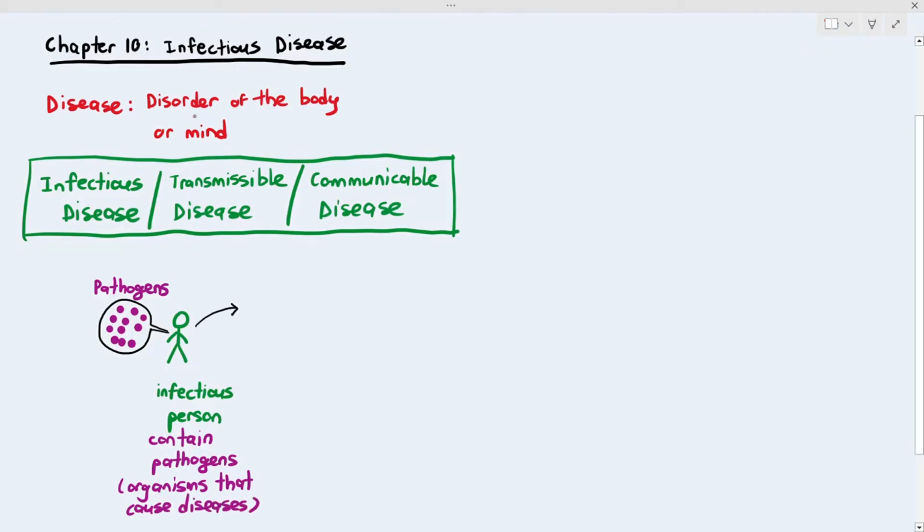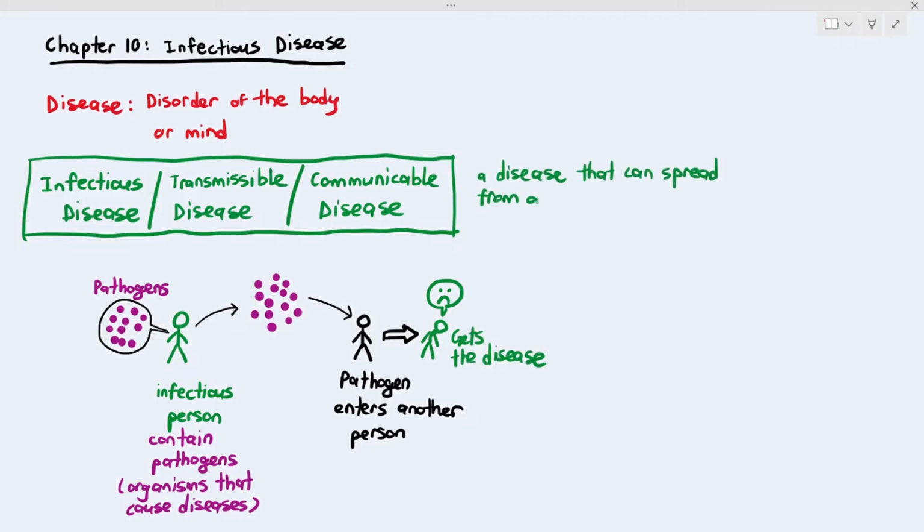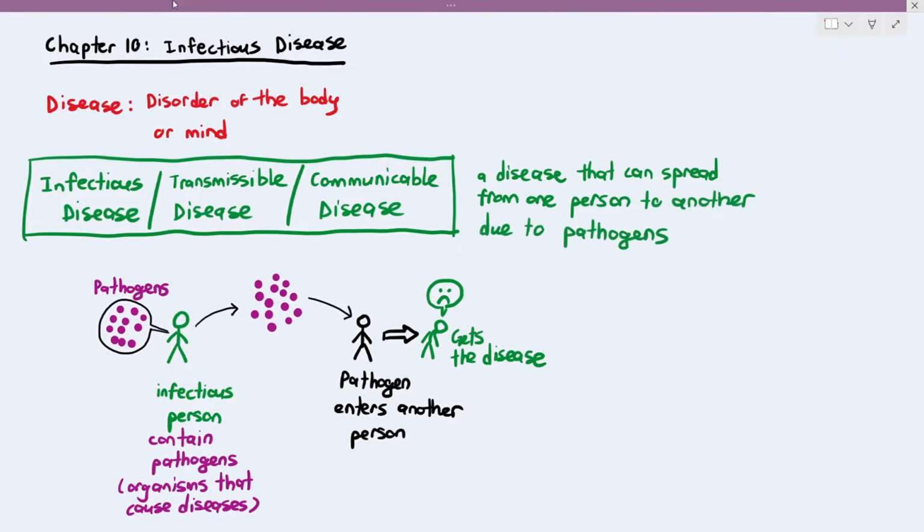But what happens is, the pathogens from this infectious person will go out of their body and enter another person. So the pathogen has spread from one person to another, and when the second person receives the pathogen, they get the disease. This is what is meant by infectious disease, because it's a disease that can spread from one person to another due to pathogens.